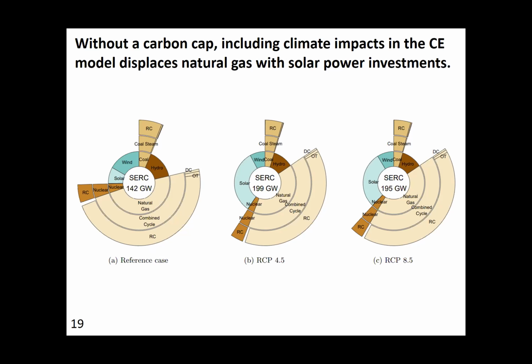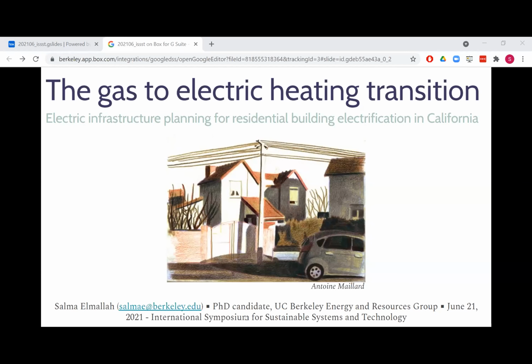Perfect. Thank you, Michael. Our next talk will be by Salma Elmala. Did I pronounce that correctly? Yeah, you're good. Perfect. Her talk is the gas to electric heating transition, electric infrastructure planning for residential building electrification in California. Salma is a PhD candidate in the Energy and Resources group at the University of California, Berkeley, as well as a graduate student researcher at Lawrence Berkeley Lab. Her dissertation focuses on the infrastructure planning and equity implications of California's residential gas to electric heating transition.